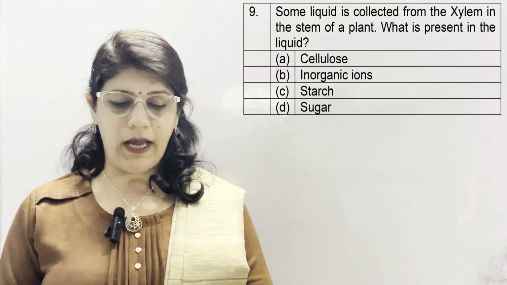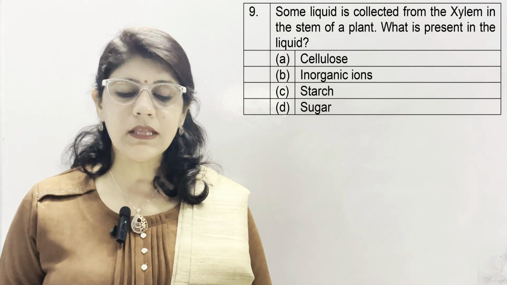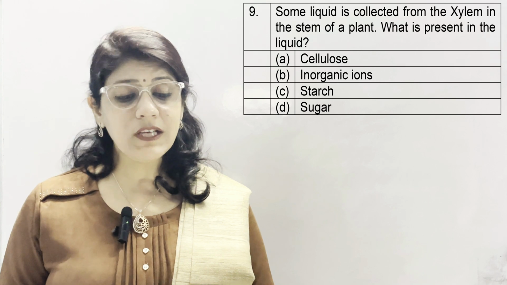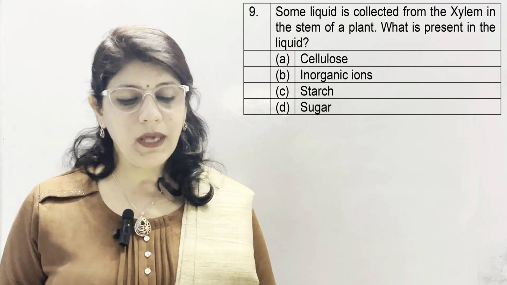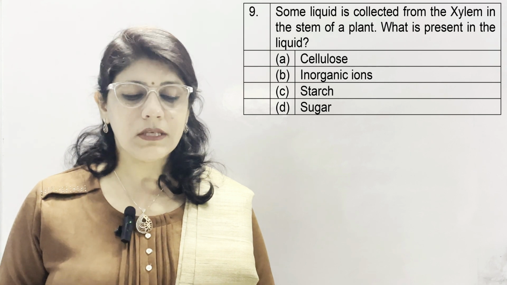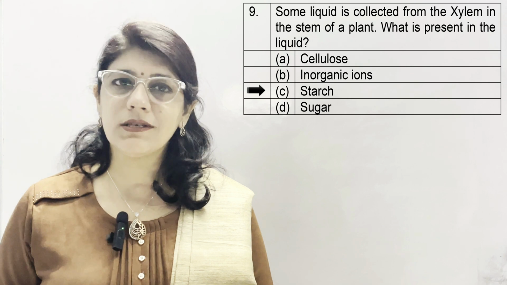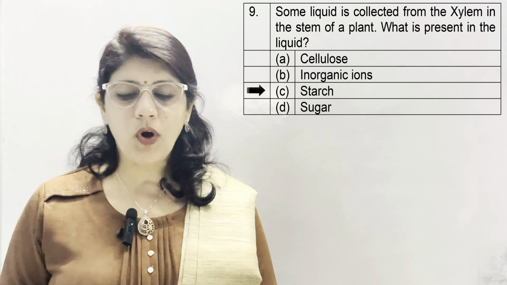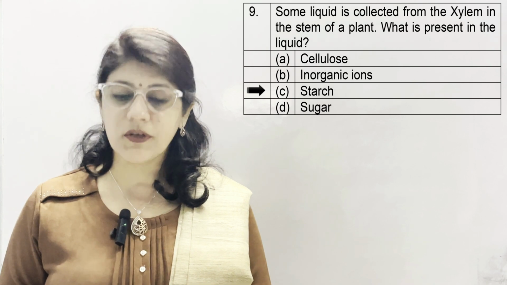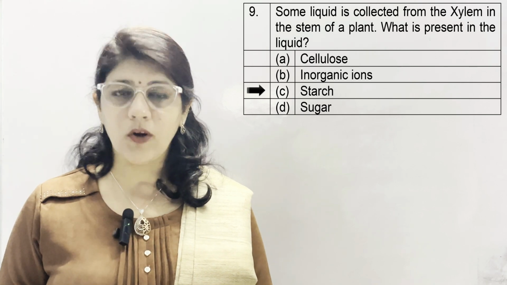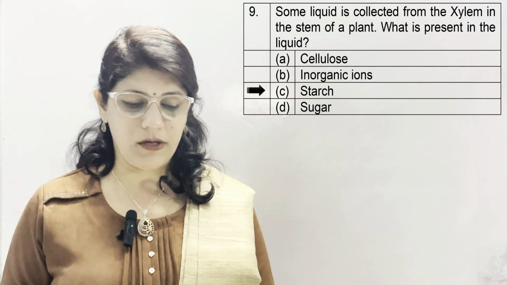In question number 9, some liquid is collected from the xylem in the stem of a plant. What is present in the liquid? A, cellulose, B, inorganic ions, C, starch, and D, sugar. And the correct option is B, inorganic ions. Main function of xylem is to transport water and some soluble nutrients including minerals and inorganic ions upward from the root to the rest of the plant.